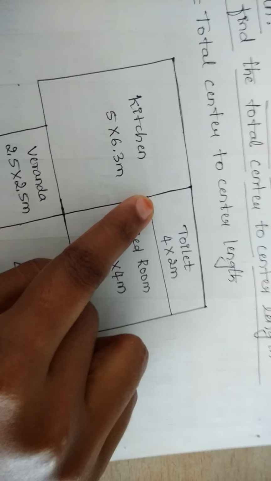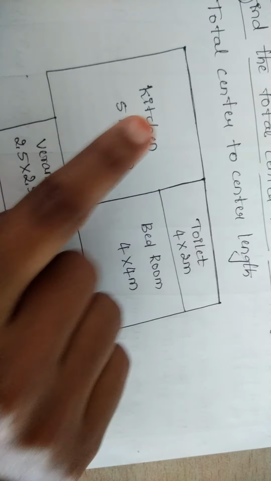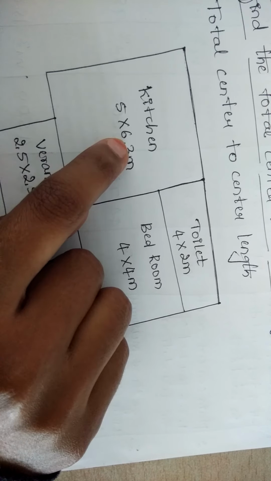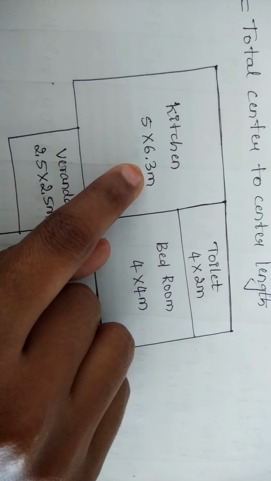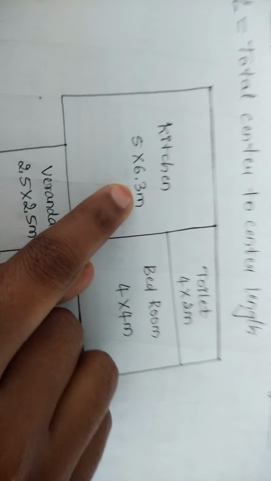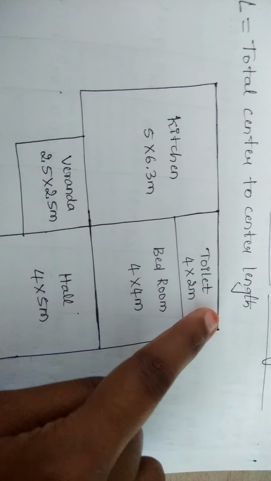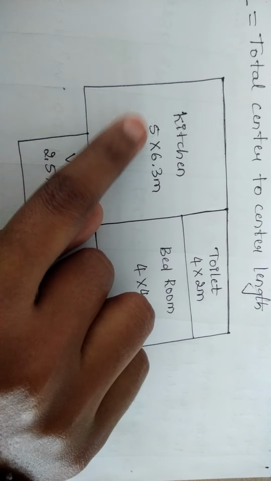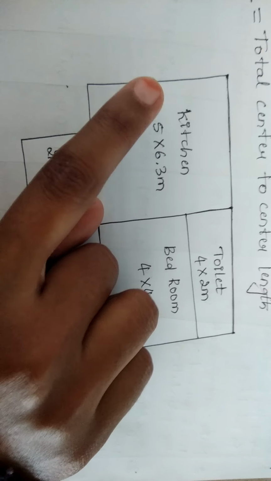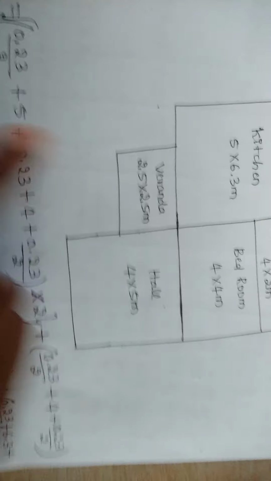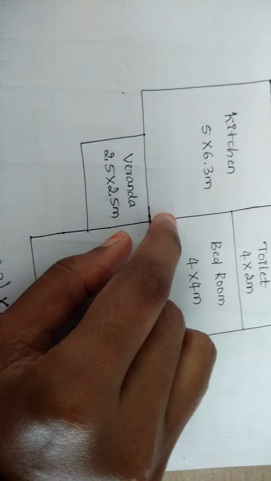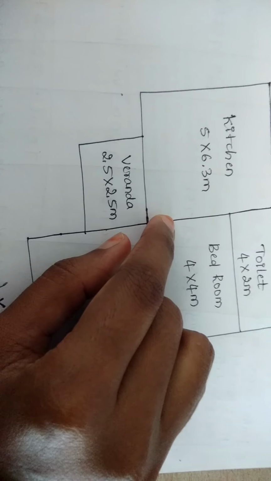I will move horizontally. If I move horizontally, you can see two dimensions within the kitchen. The first dimension always represents the horizontal dimension, and the second dimension always represents the vertical dimension. As I am finding the horizontal dimension of the wall, I need to take the horizontal dimension of the kitchen here. That is 5. I will be adding 0.23 with 5. Then plus 5 is from here to here. The inner to inner distance of the kitchen is given as 5. That means up to this you have the distance 5.